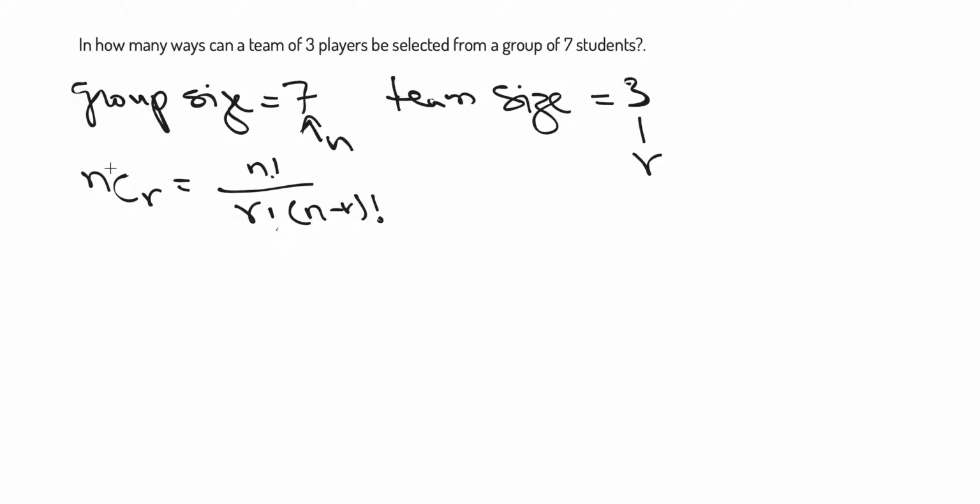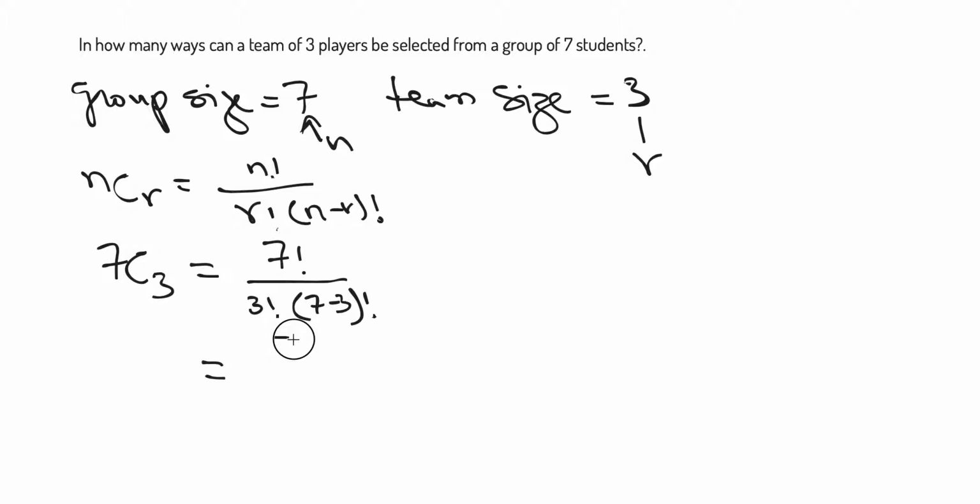And then now I substitute that. So here I have 7C3, and that is factorial 7 divided by factorial 3 and 7 minus 3 factorial, and that is equal to 7 factorial divided by 3 factorial and 4 factorial. And this I know is 7 times 6 times 5 times 4.